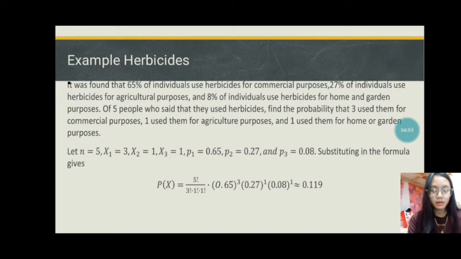which is approximately equal to 0.119. There is a 0.119 probability that if 5 people are selected, 3 will use herbicides for commercial purposes, 1 person will use them for agricultural purposes, and 1 person will use them for home and garden purposes.